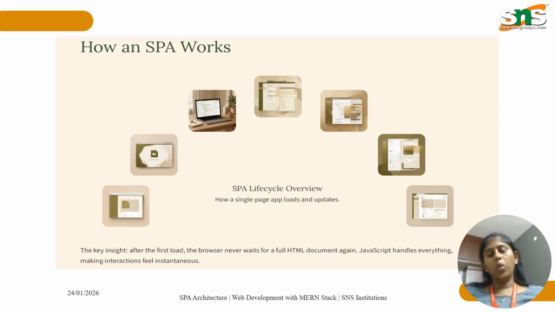Now let's understand how a single page application works internally. When the user opens the application for the first time, the browser downloads HTML, CSS, and JavaScript files. Once these files are downloaded, the JavaScript application takes control. After that, whenever the user interacts with the application, the browser does not request a full HTML page again. Instead, JavaScript communicates with the APIs. The server returns only the data, using a format like JSON. Then the UI updates dynamically. This creates a very smooth experience because only the required content changes.